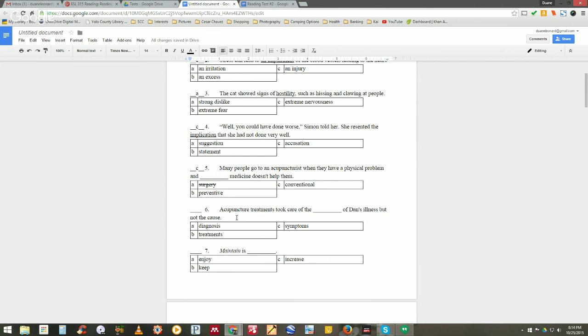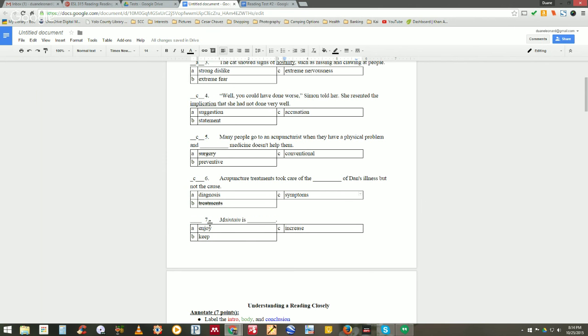Acupuncture treatments took care of the blank of Dan's illness, but not the cause. So it has to be a noun. These are all nouns. Took care of the symptoms, C, but not the cause. So acupuncture treatments can't take care of treatments. So it can't be B. And you can't take care of a diagnosis. You can treat a symptom, but you don't treat a diagnosis. You treat a symptom. So the answer has to be C. I won't cross out A, but the answer has to be C.